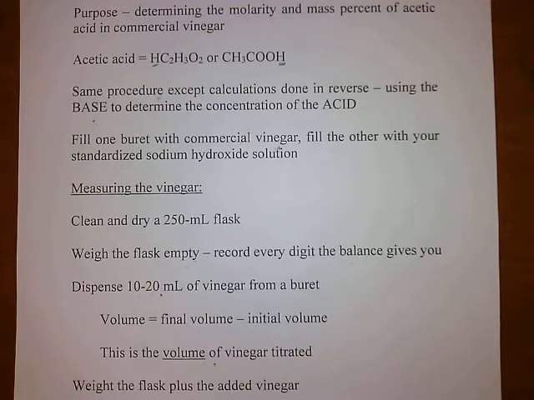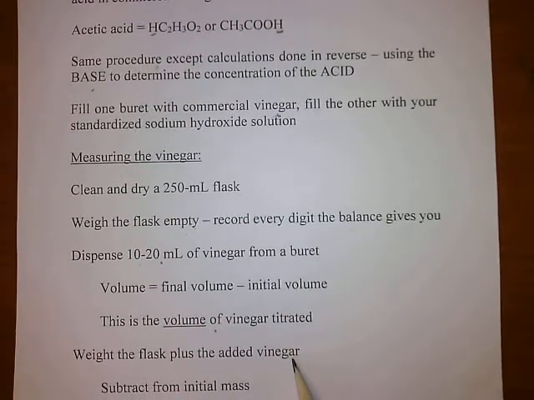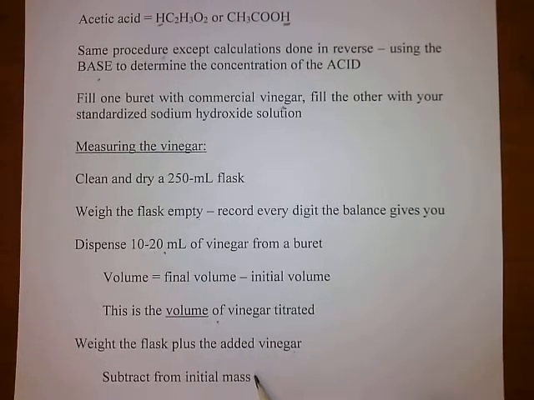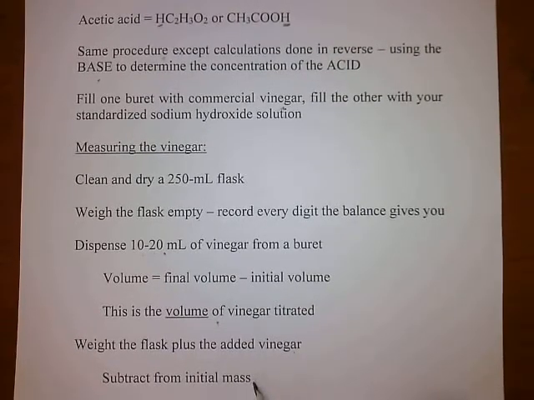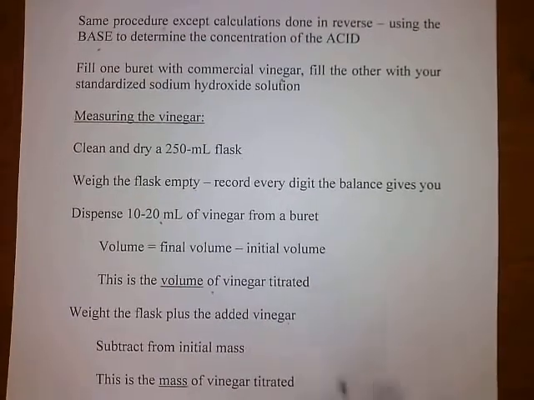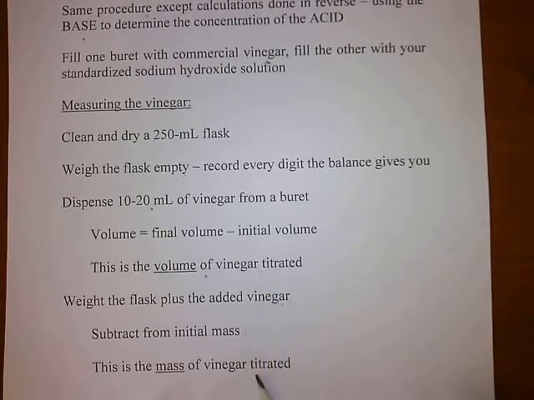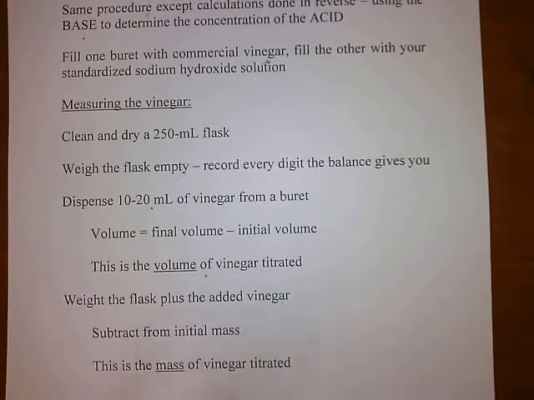But we're also out to get the mass percent, so you're going to have to know the mass of vinegar. So after you add the 10 to 20 mL, you turn around and weigh the flask plus the added vinegar. And you subtract the initial mass from this mass. And this is the mass of vinegar that you titrate. So we're going to know the volume of vinegar titrated, and we're going to know the mass of vinegar titrated.